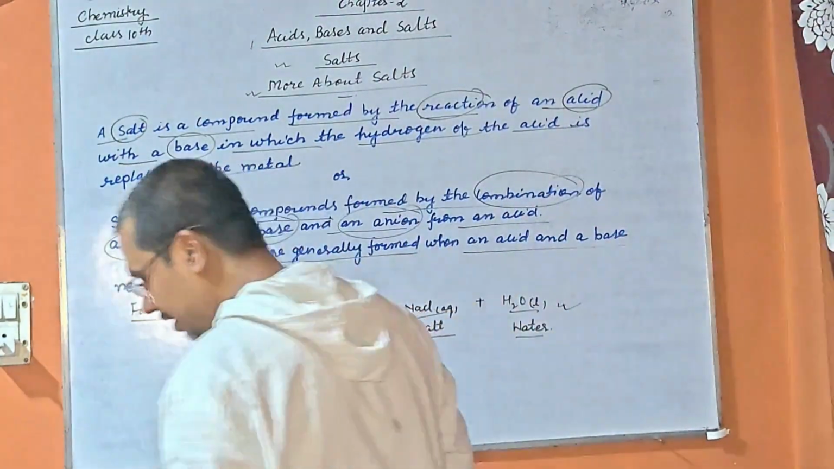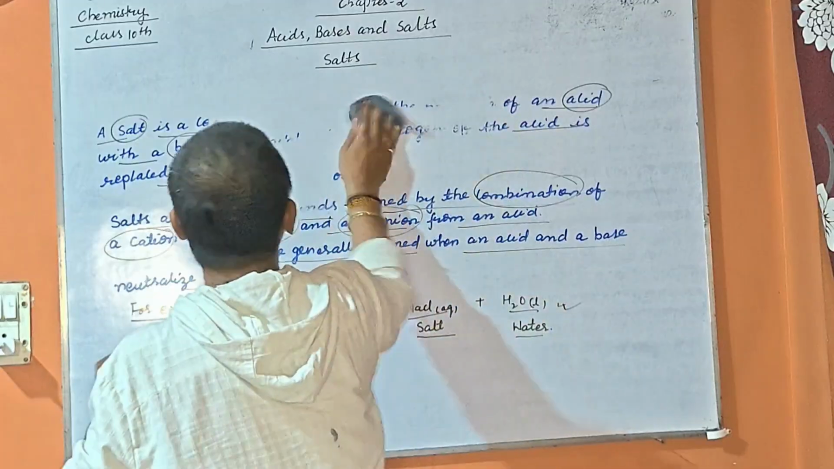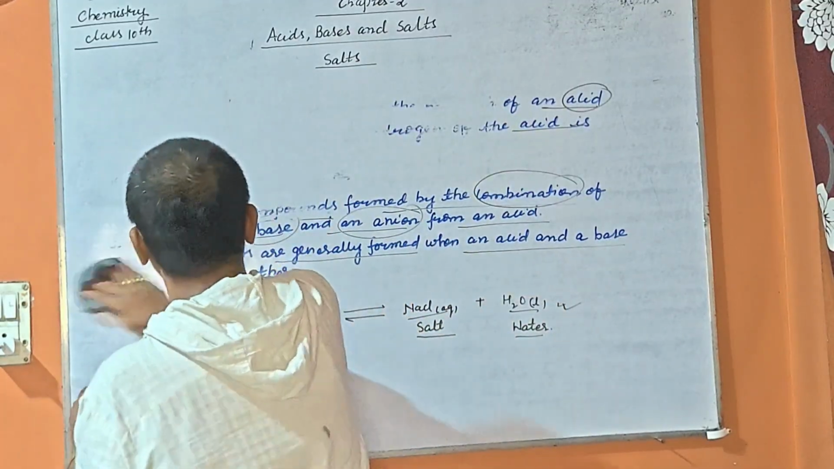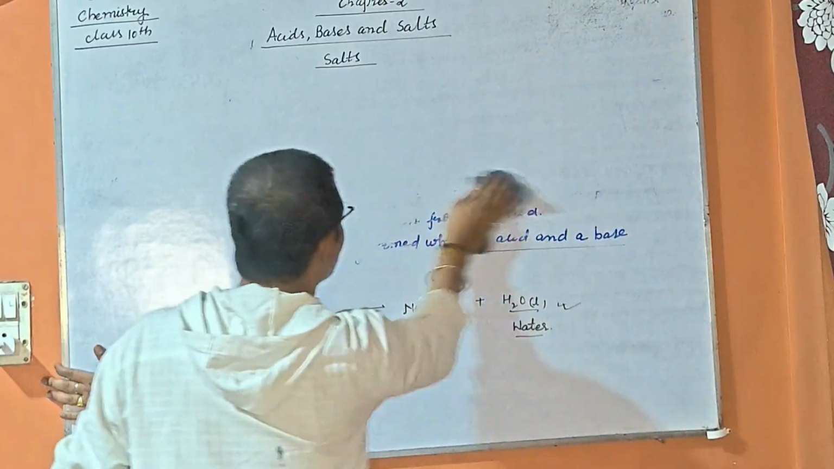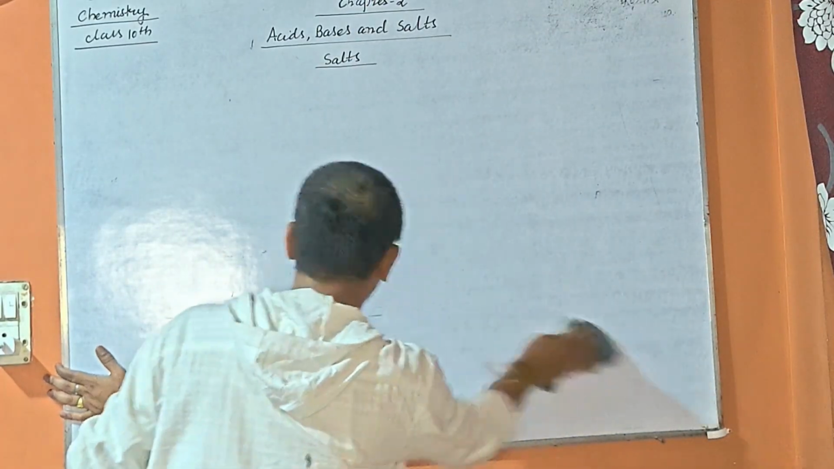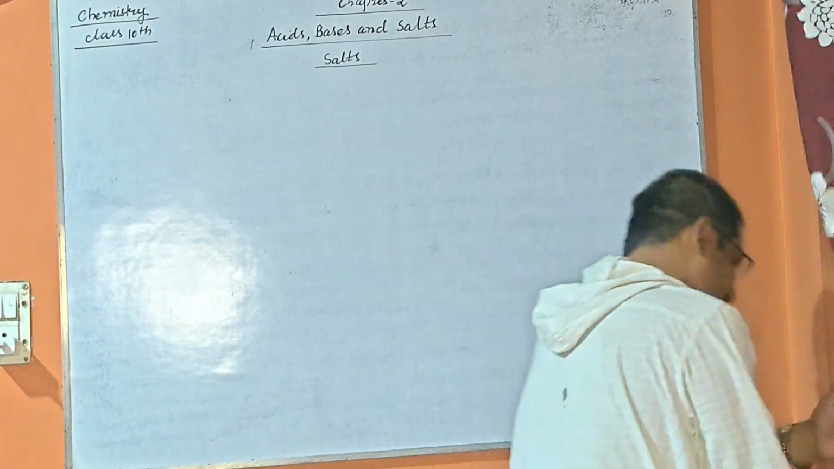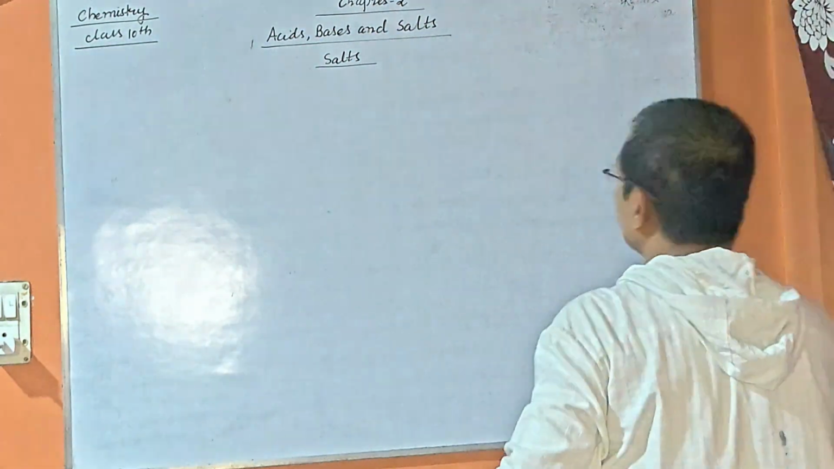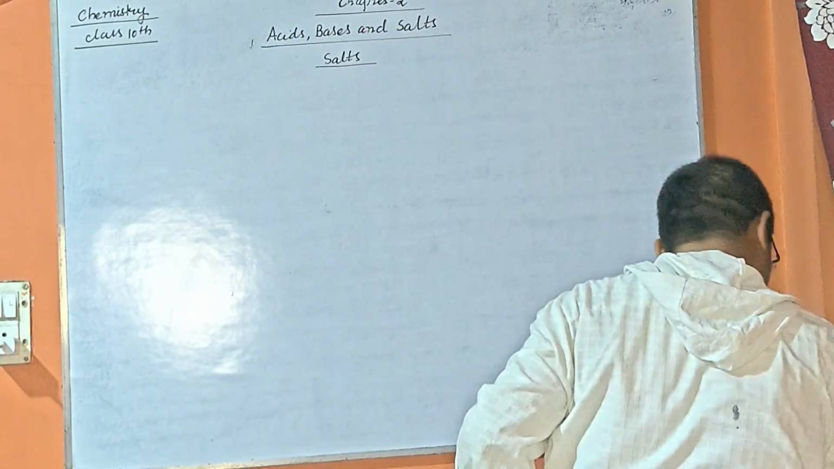Let us understand the naming of salt. How can we identify that this is a salt? How can we judge the name of the salt? Let us understand these things in a broader, clear manner. How can we name a salt in a simple method?